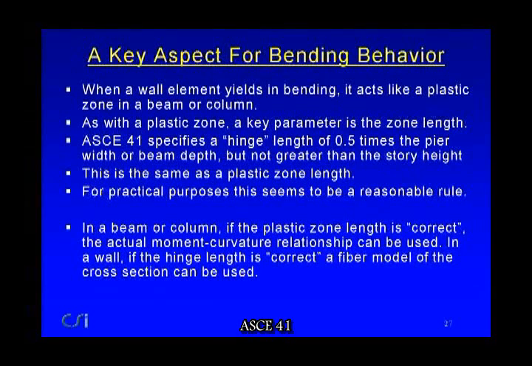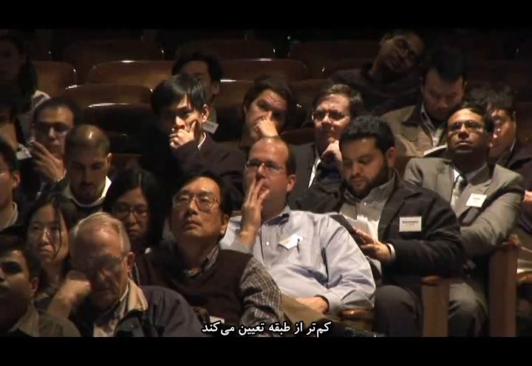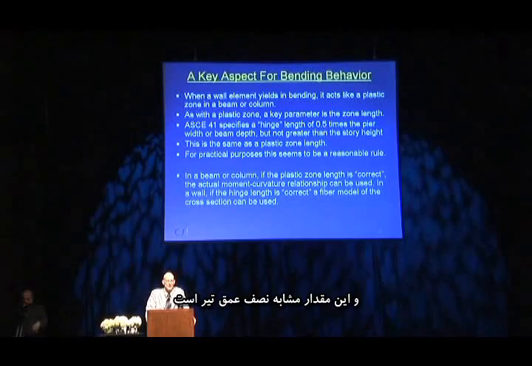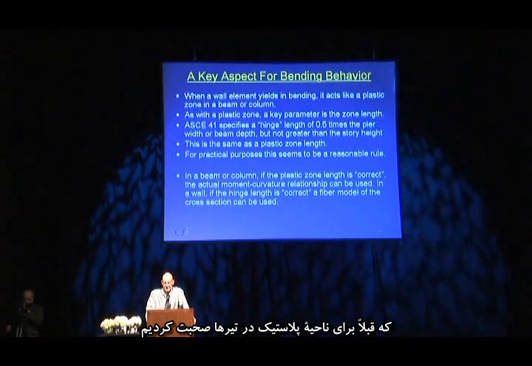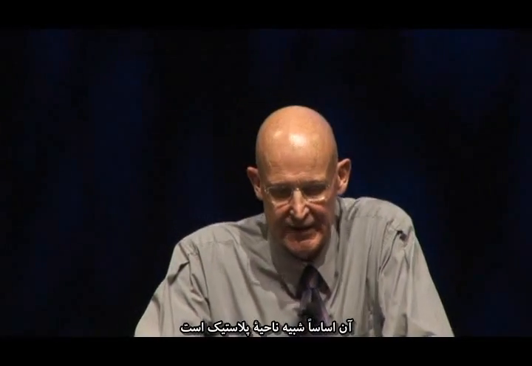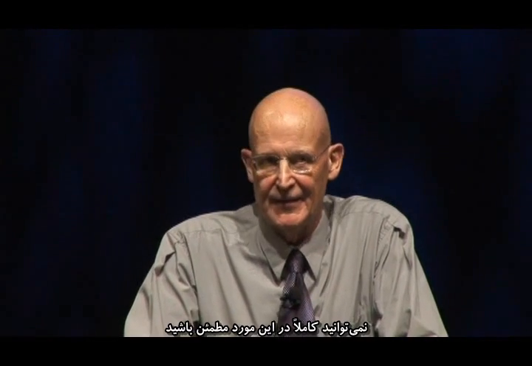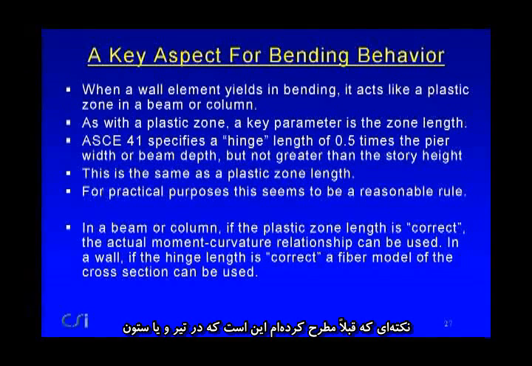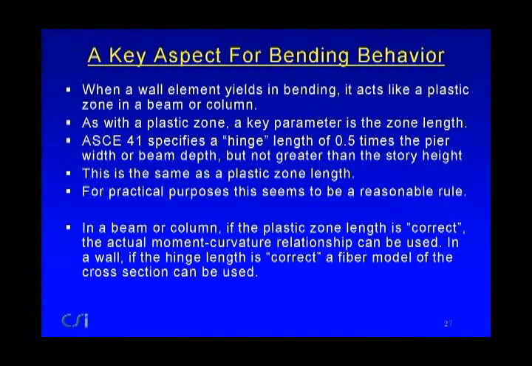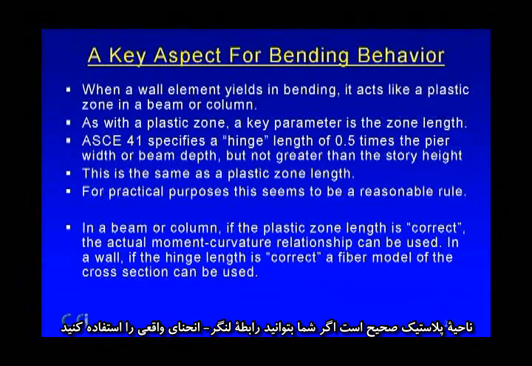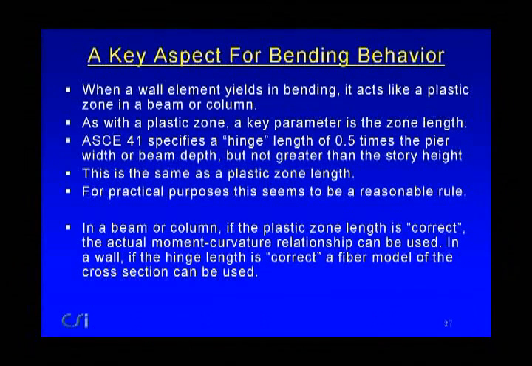ASCE 41 is fairly specific. It specifies a hinge length of 0.5 times the pier width or the beam depth, but not greater than the story height. And this is similar to the 0.5 beam depth that we were talking about previously for plastic zones in beams. So it's essentially the same as a plastic zone, and for practical purposes, it seems to be a reasonable rule. You can't be absolutely sure about that. This seems to be pretty good. And the point I made before is the bottom one, that the plastic zone is correct if you can use the actual moment curvature relationship.